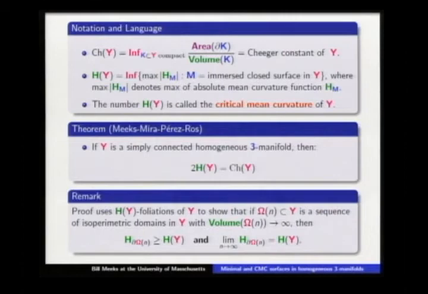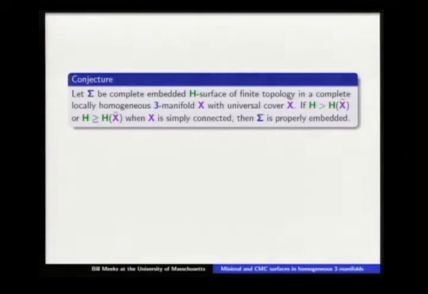Okay, so this conjecture is kind of a nice conjecture. It's the kind of problem a lot of Brazilians like to look at. You have a complete embedded H surface of finite topology in a complete locally homogeneous three-manifold X with universal cover X tilde. You want to prove that if H is bigger than the critical mean curvature of the universal cover, or H is bigger than or equal to this number, then the surface is always properly embedded.